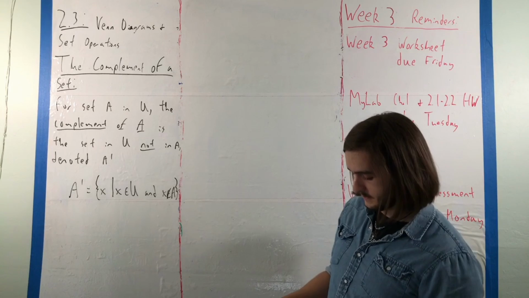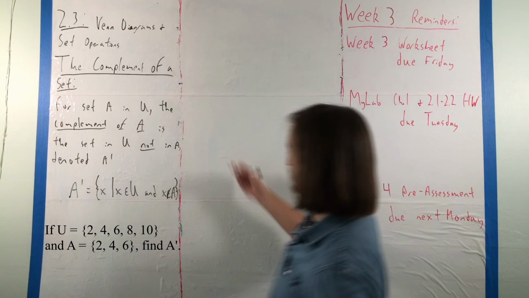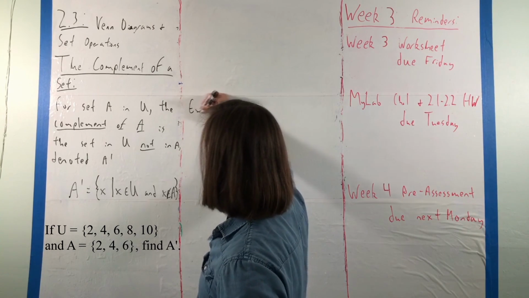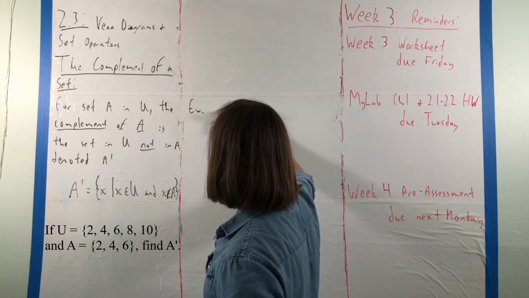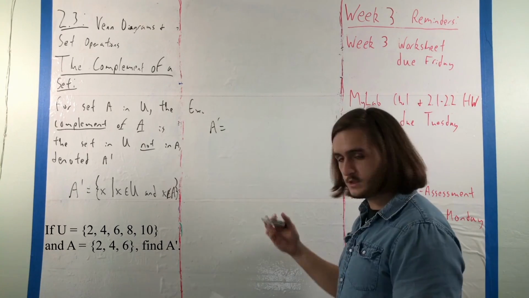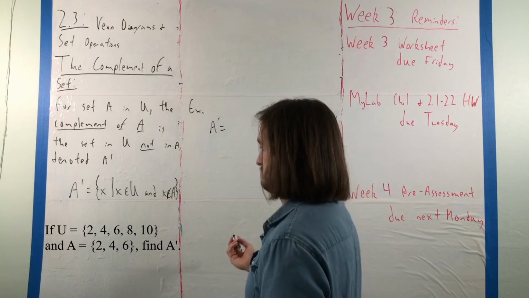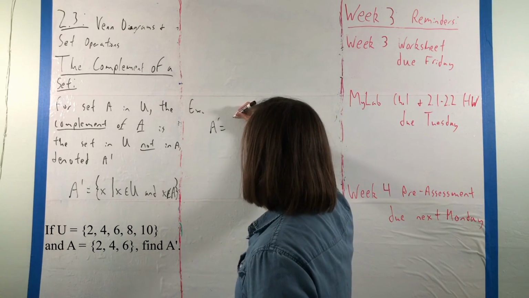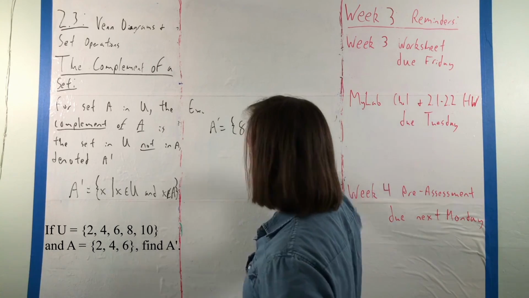Let's look at one more quick example. So here we have the set U, the universal set, is the even numbers between 2 and 10, so 2, 4, 6, 8, 10, and A is 2, 4, 6. So for this, you want to find a complement. Well, all we do is say, okay, A is 2, 4, 6, which means the stuff that is in U but not A is just 8 and 10. So a complement is just the set 8 and 10.